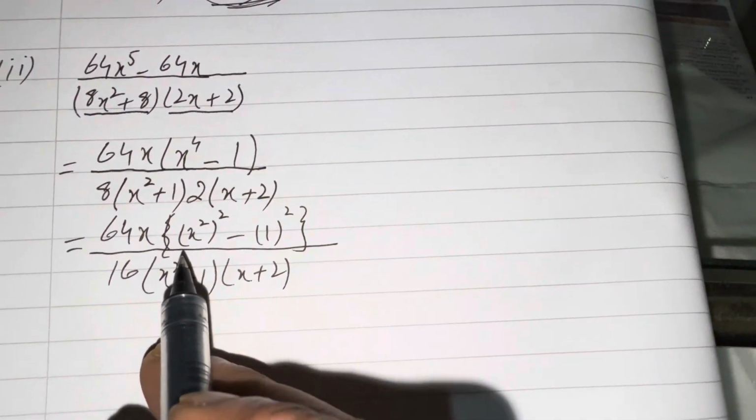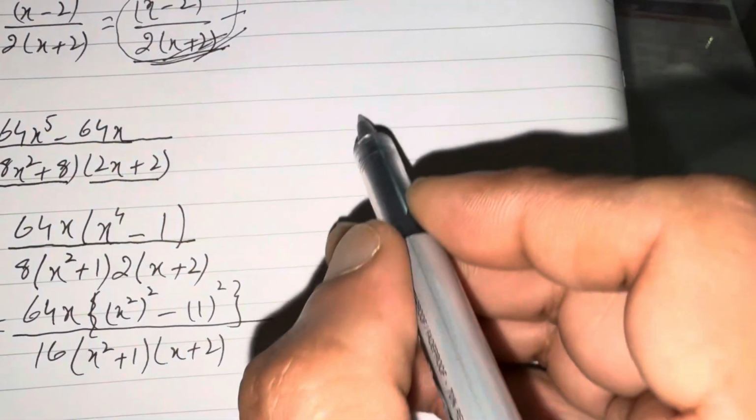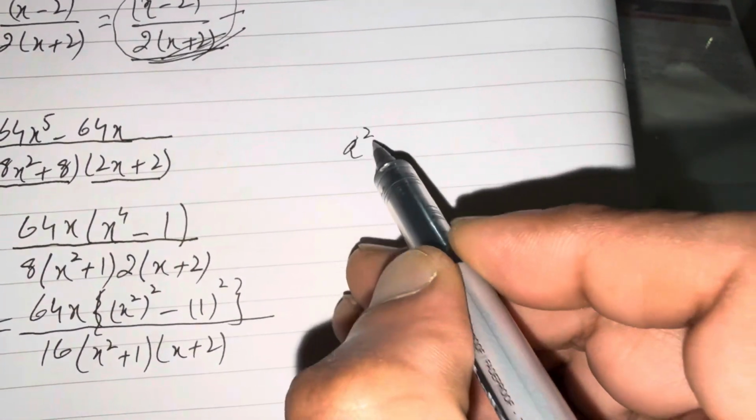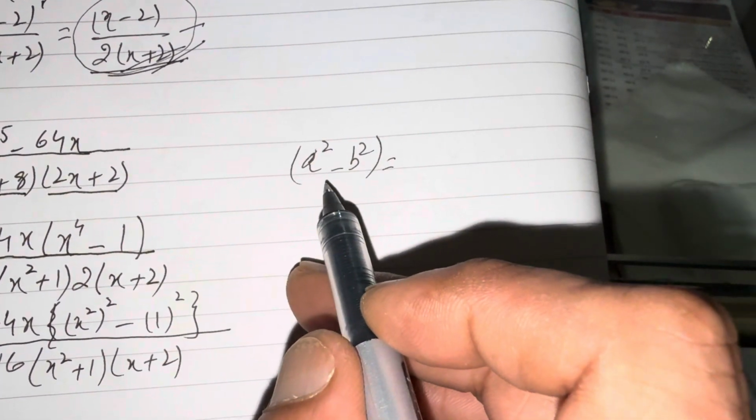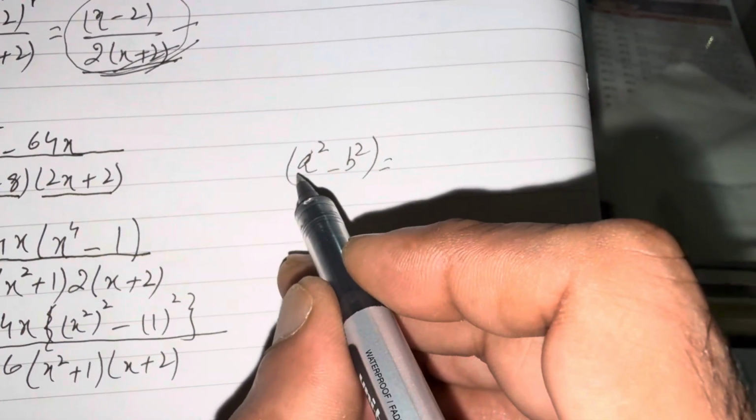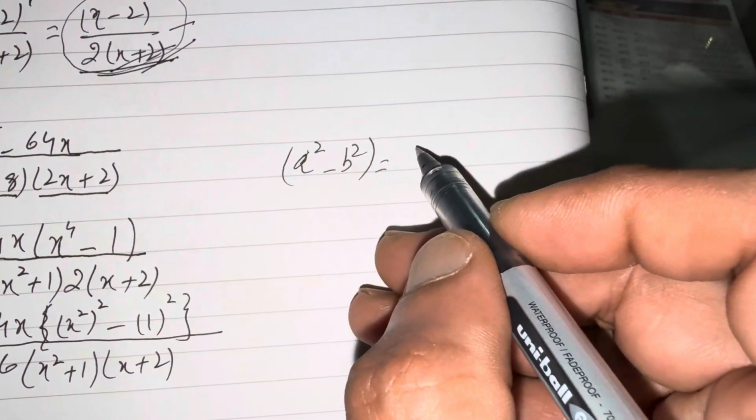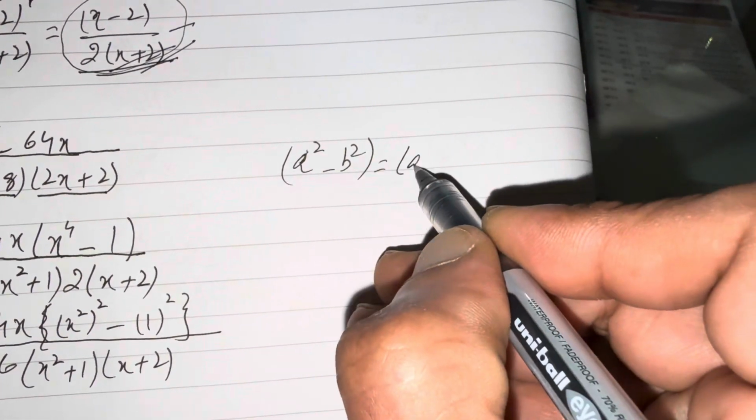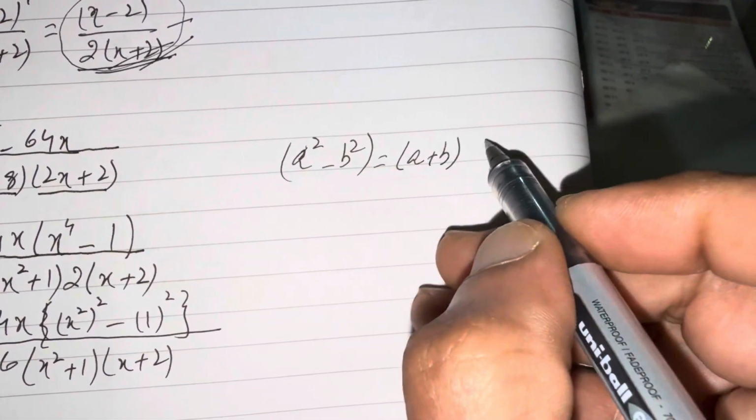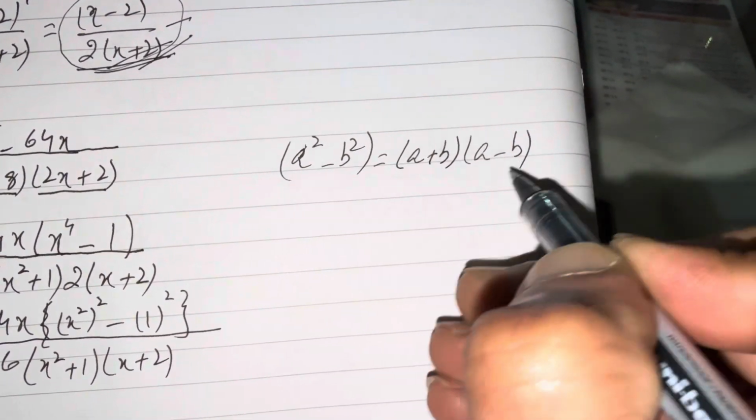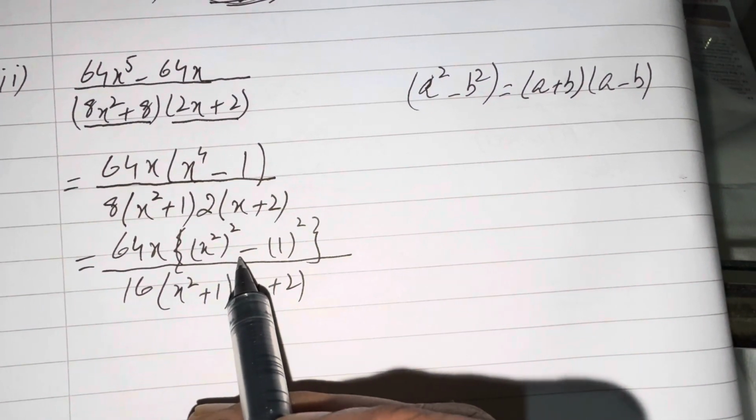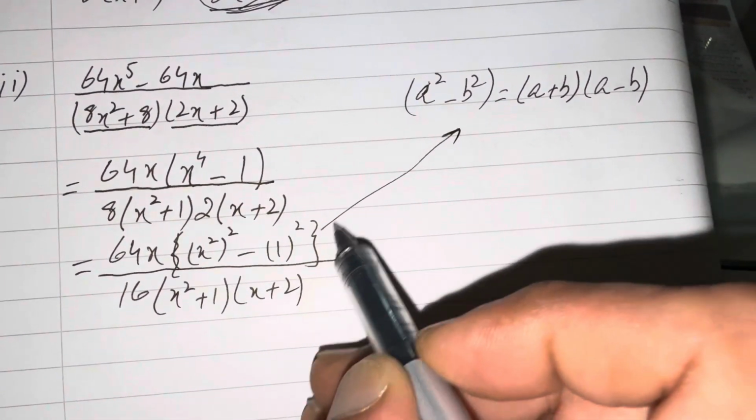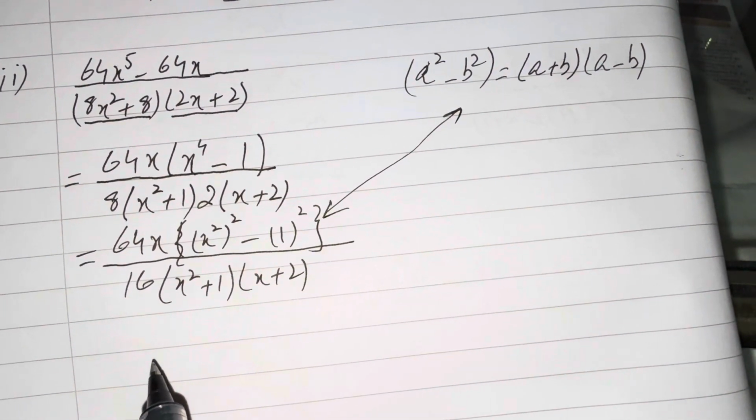So if you see this expression, that seems to be a formula like a square minus b square. So what will be that formula equal to? First square minus second square will be written like a plus b, first plus second, into first minus second. So this expression seems to be like this formula.